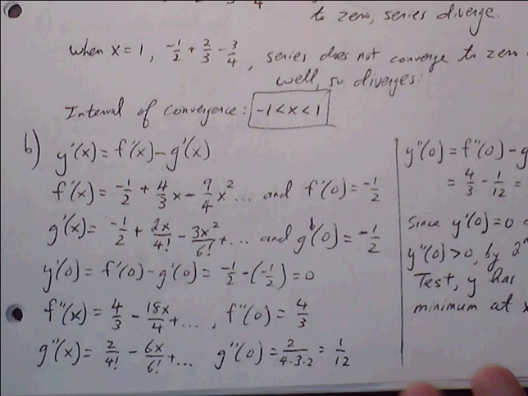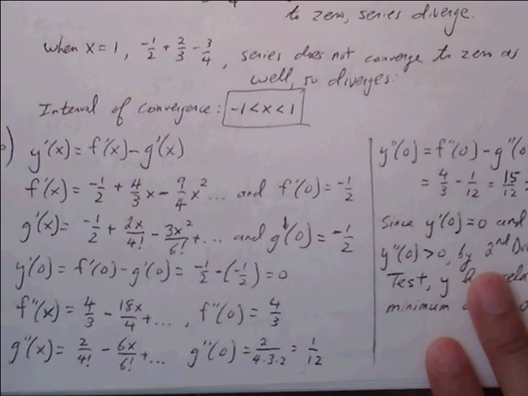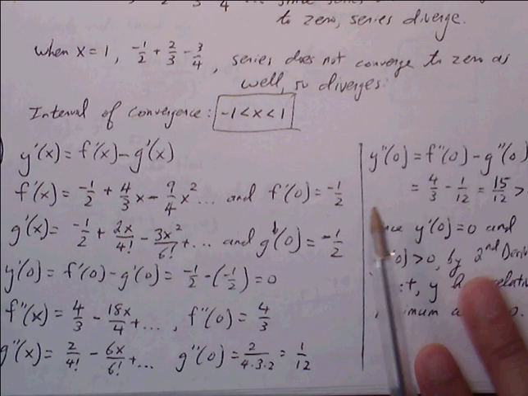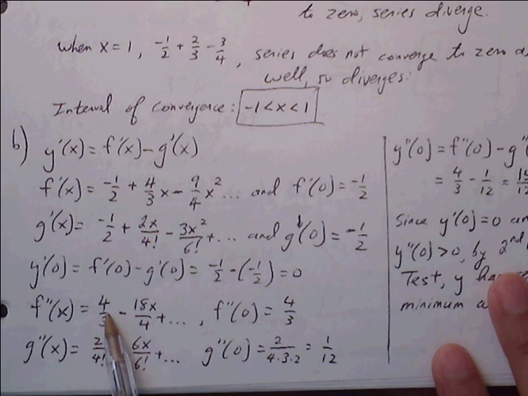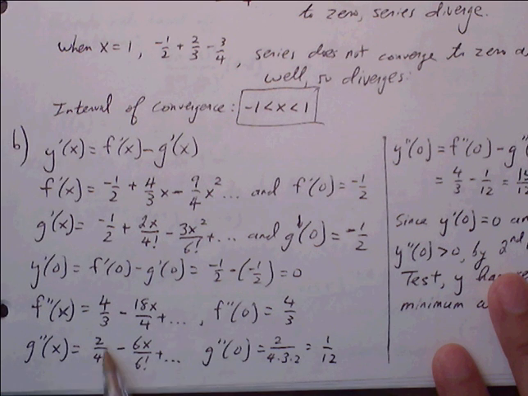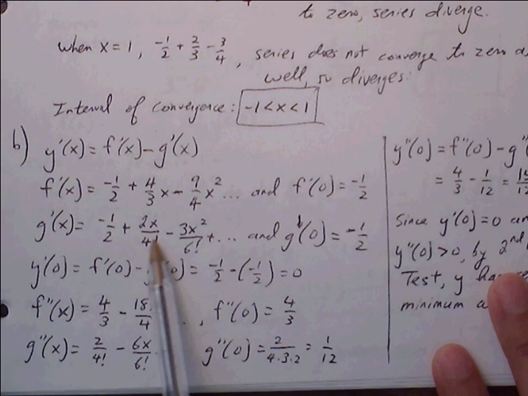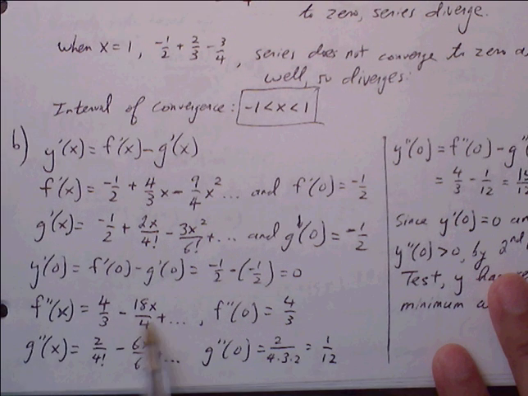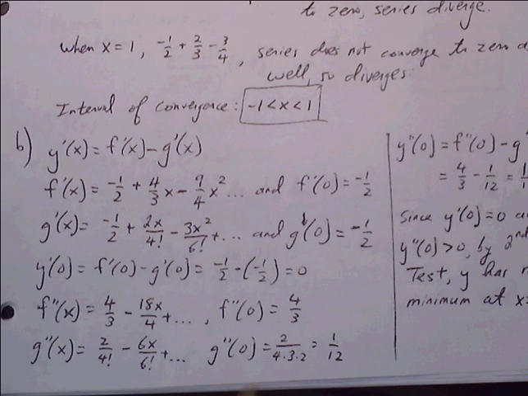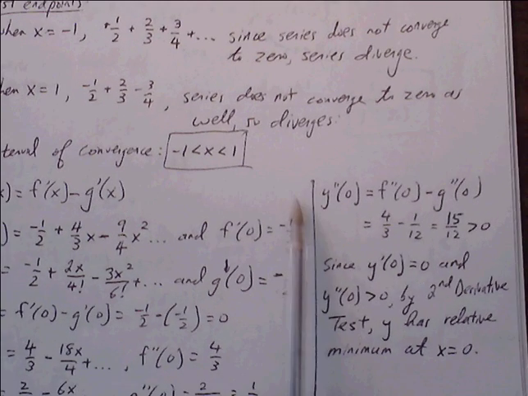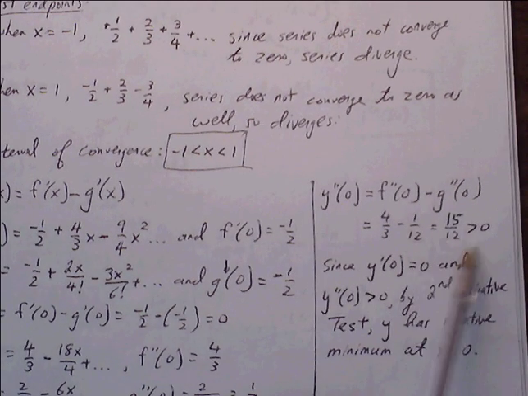Okay, moving on to the second derivative, because we also want to find y double prime of 0, which is f double prime 0 minus g double prime 0. So what we can do is find the second derivative, and we're left with 4/3 minus 18x over 4 plus dot dot dot. G double prime of 0 is 2 over 4 factorial minus 6x over 6 factorial plus dot dot dot. Replace each of the x's with zeros to find f double prime and g double prime. We get 4/3 and 1/12. So then y double prime of 0 is just 4/3 minus 1/12, which is 15 over 12, which is greater than 0.